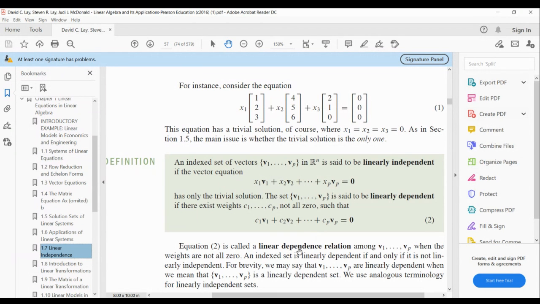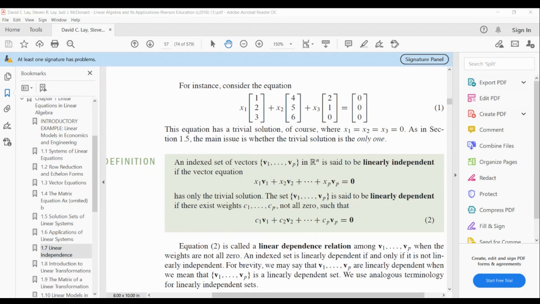Basically, that means that every vector can be expressed as a linear combination of the other vectors. There's a connection.